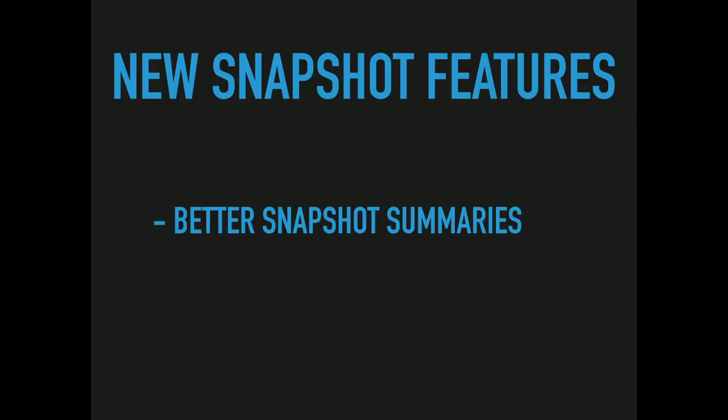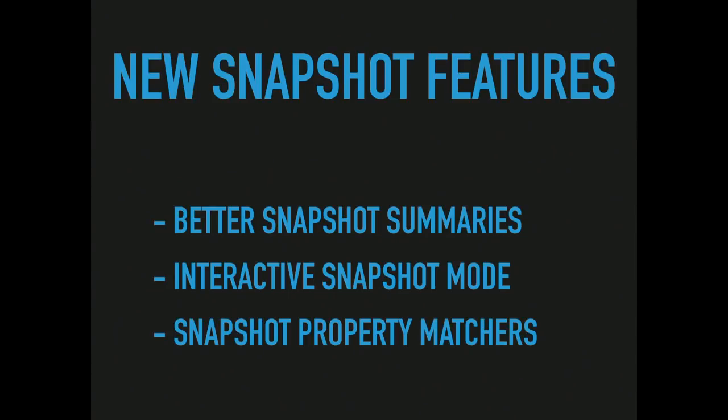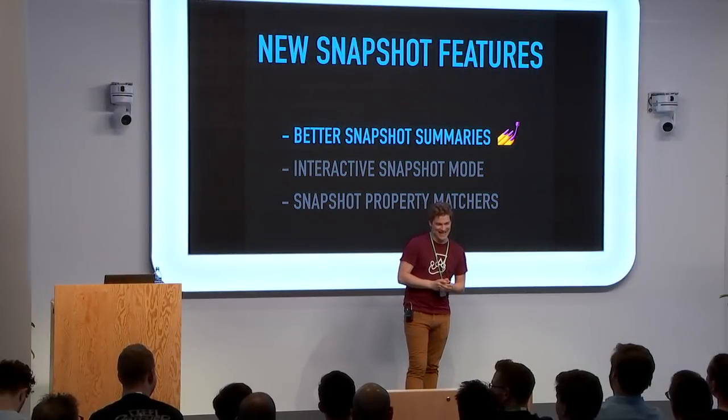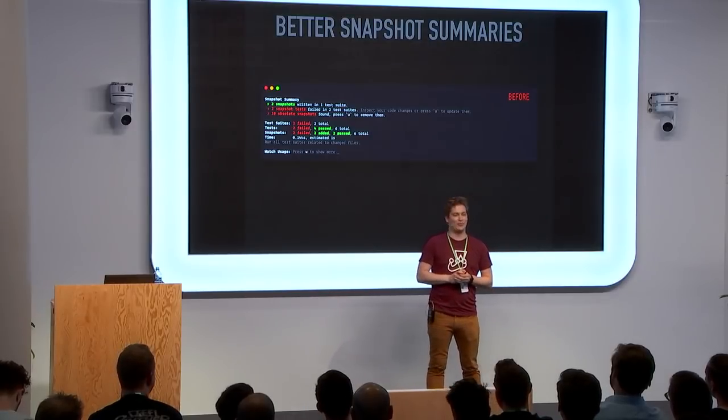The features that we're going to go over today for snapshot testing in Jest 23 are the new, better snapshot summaries, the interactive snapshot mode, which was technically released as a minor in 22 but we improved it for the 23 release, and a new feature that I'm very excited about that we're calling snapshot property matchers. First up are the better snapshot summaries.